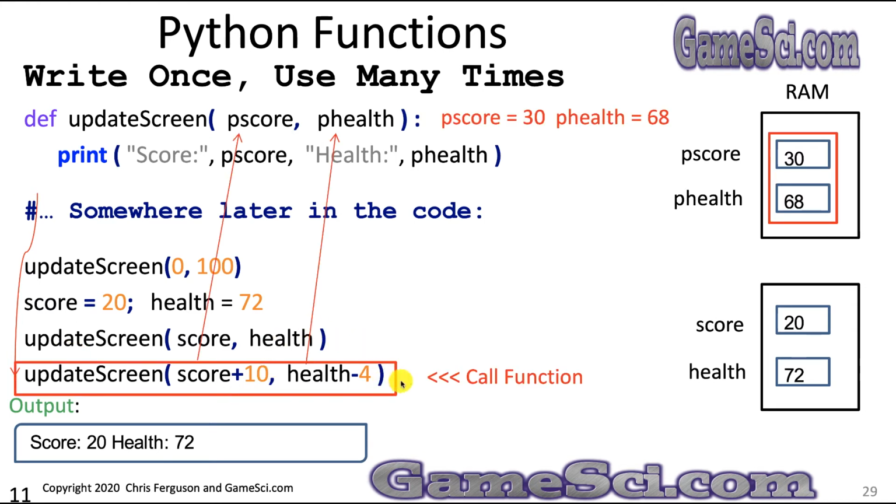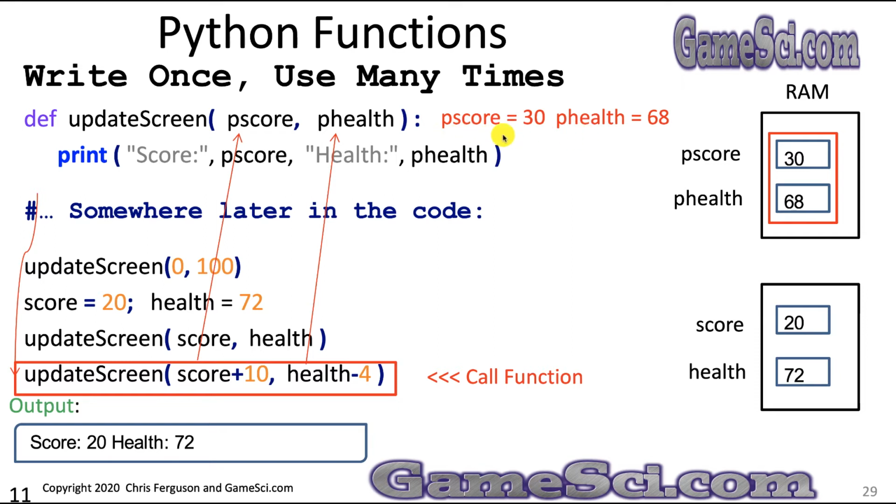Let's do a third call to update screen. This time let's tweak the arguments a little bit. The point I'm trying to make here is the arguments is defined whatever you put in the call. So score plus 10 will take 20 out of the score variable, add 10 to it, and pass 30 as the argument to update screen. Health, which is 72, subtract 4 is 68. 68 becomes the argument to the function.